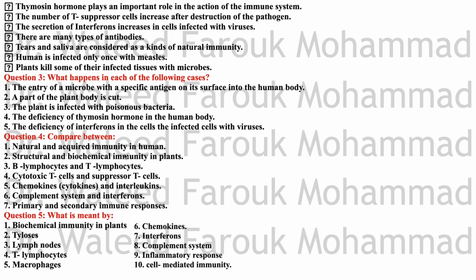T lymphocytes: the percentage is around 80% of lymphocytes. Their source is the bone marrow, but maturation is in the thymus gland, and they differentiate into several types like helper T cells, suppressor T cells, and cytotoxic T cells. These are the types of T lymphocytes.